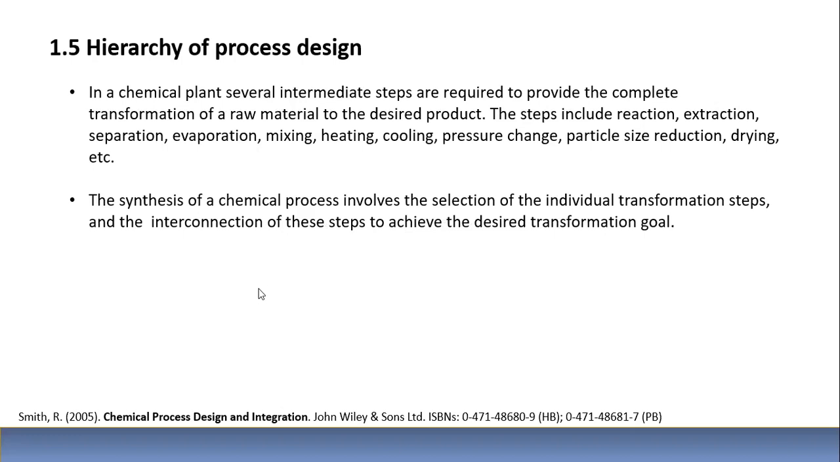In a chemical plant, several intermediate steps are required to provide the complete transformation of raw materials to the desired product. These steps include reaction, extraction, separation, evaporation, mixing, heating, cooling, pressure change, particle size reduction, drying, etc. The synthesis of a chemical process involves the selection of individual transformation steps and the interconnection of these steps to achieve the desired transformation goal.